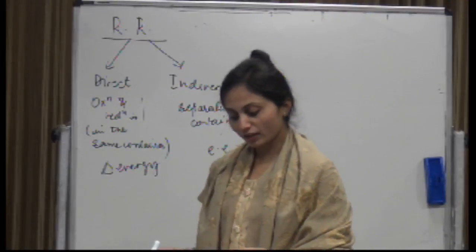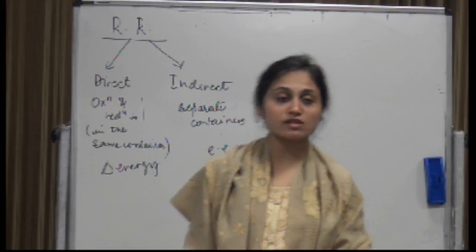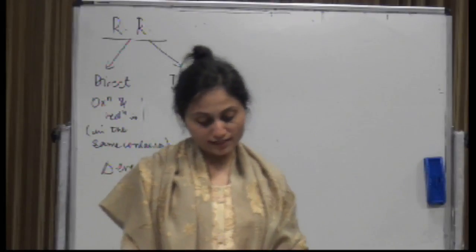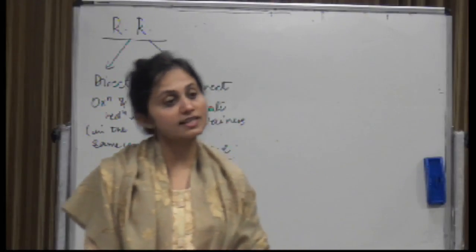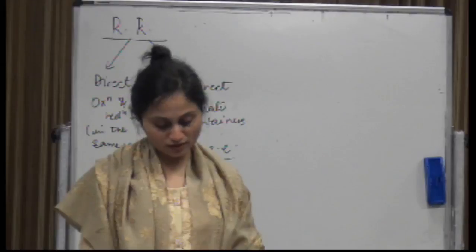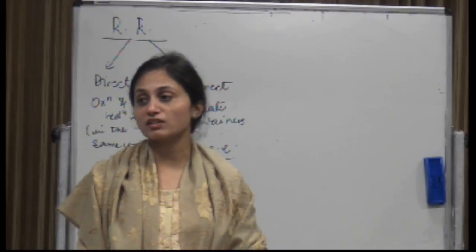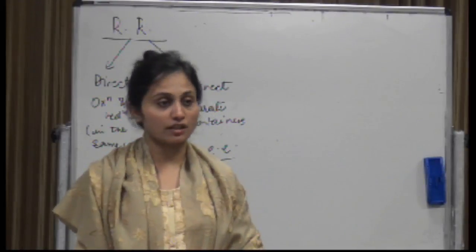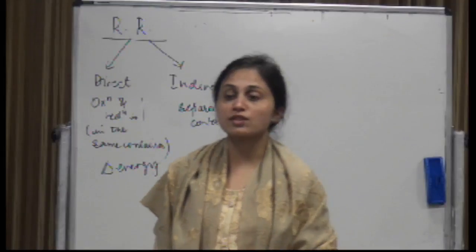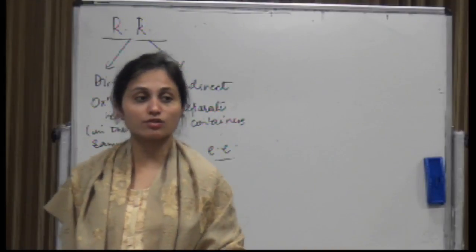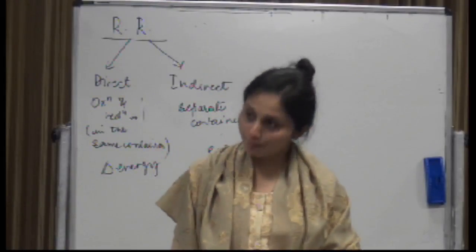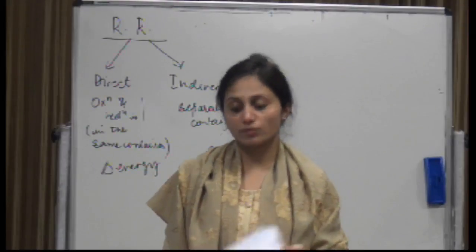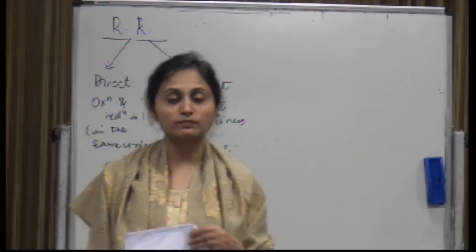I repeat, direct redox reactions are the chemical reactions in which oxidation and reduction are carried out simultaneously in the same container. That is known as direct reactions. In this case, the energy liberated is generally the heat energy. Indirect redox reactions are the ones in which oxidation and reduction are carried out in separate containers, and the energy which is generally liberated is electrical energy.